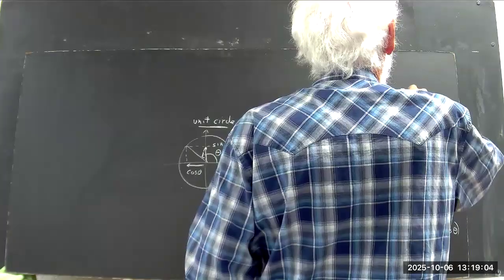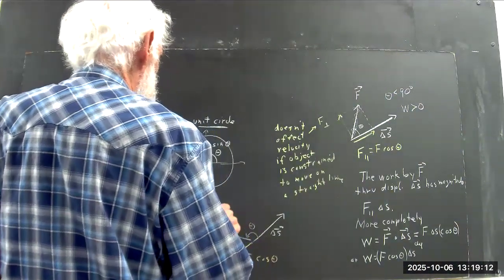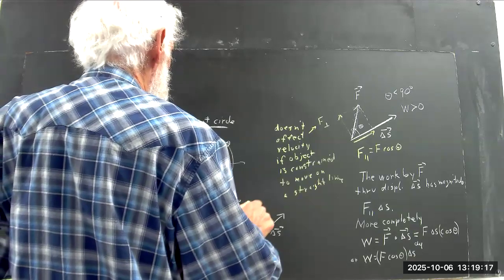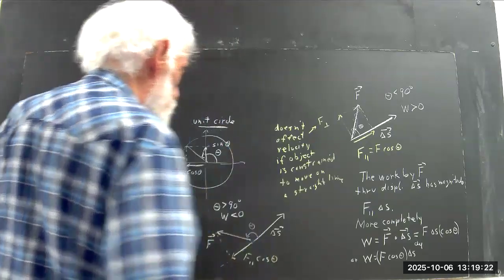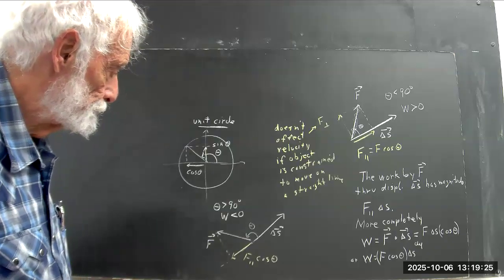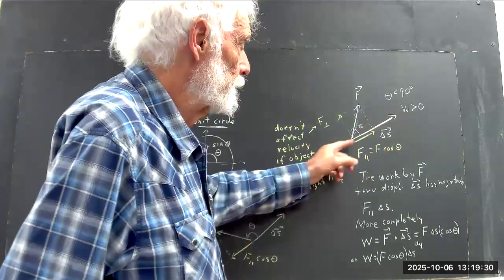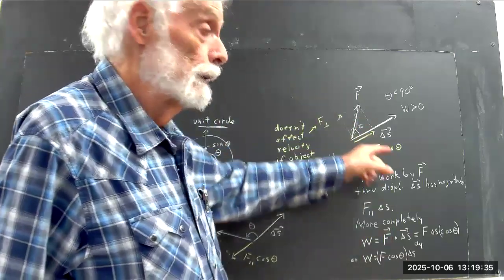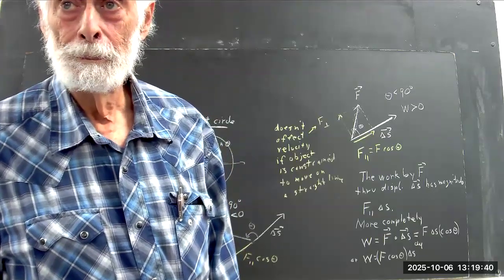So if theta is less than 90 degrees, the work is positive. So what's that tell you? It tells you if this thing is being displaced up the incline, then this force is going to tend to increase its kinetic energy. It's going to tend to speed the object up.